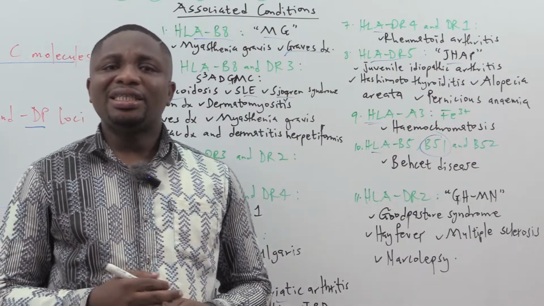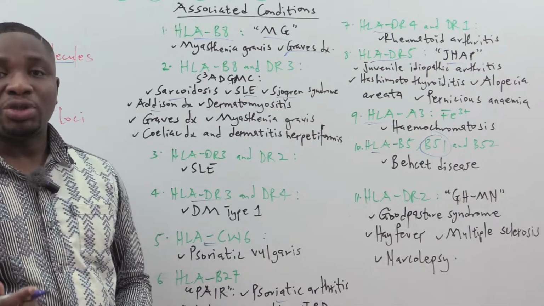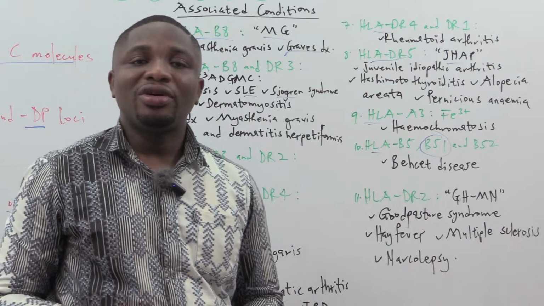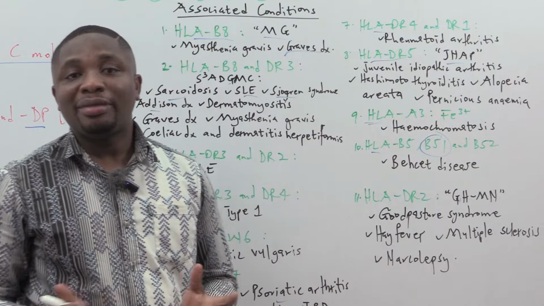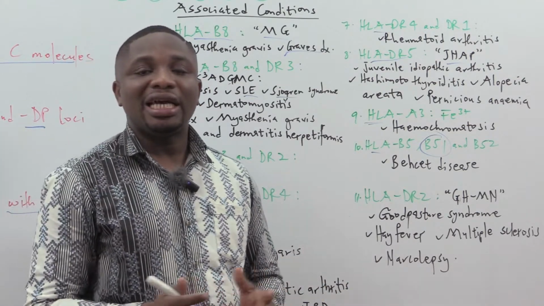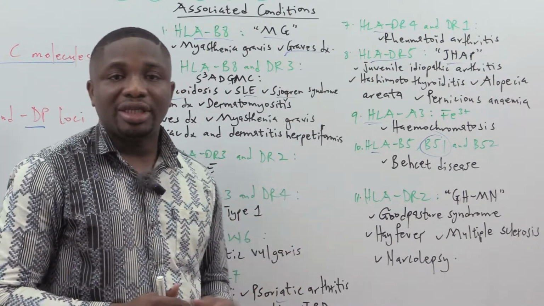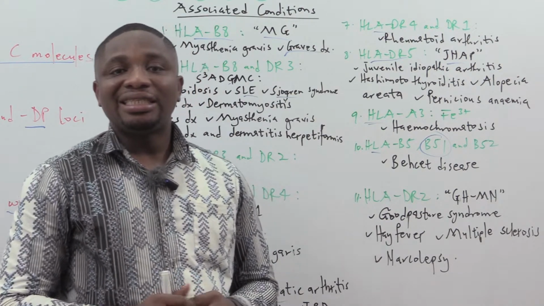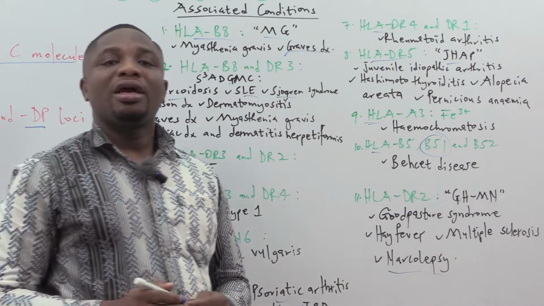Let's move on to the next HLA and its associated condition, and that is going to be the last one. It's going to be HLA-DR2. For that one, think of GHMN, Ghana-man. So G is for Ghana, MN for man. For the G, we are talking about Goodpasture syndrome. The H, we are thinking of hay fever. The M, multiple sclerosis. And the N, narcolepsy. As you can see, demonstrated there.